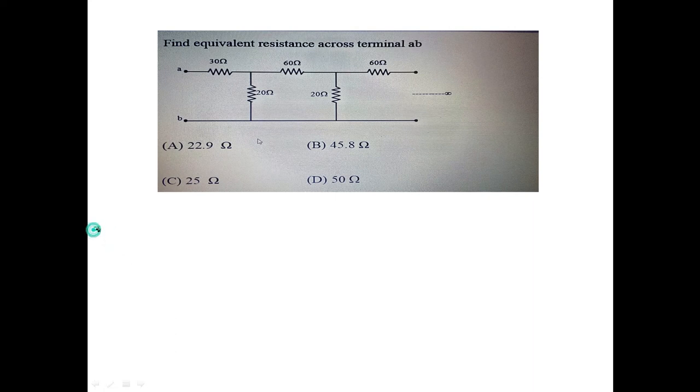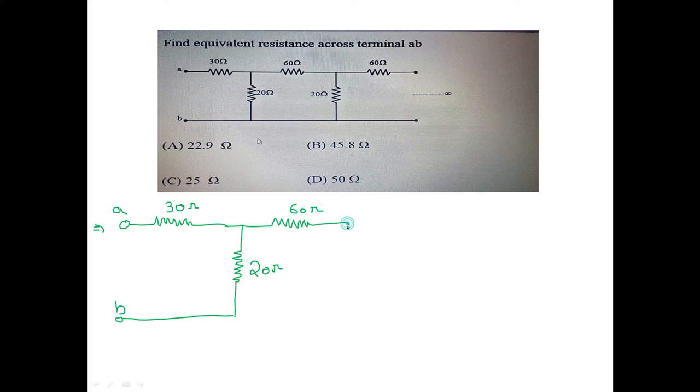First of all we'll draw the circuitry. Here is a 30 ohm resistance connected; this particular point is A and this particular point is B. Then there is a 20 ohm resistance, and then there is a 60 ohm, and then there is 20 ohm, and then there is 60 ohm, and then it is going infinitely.